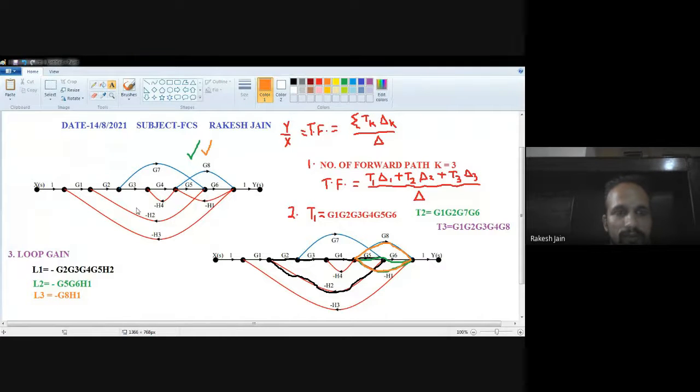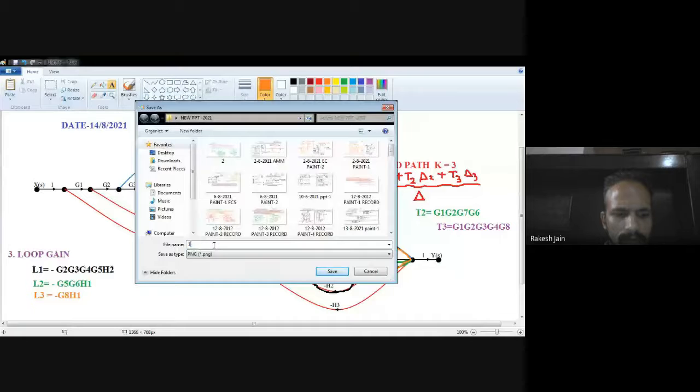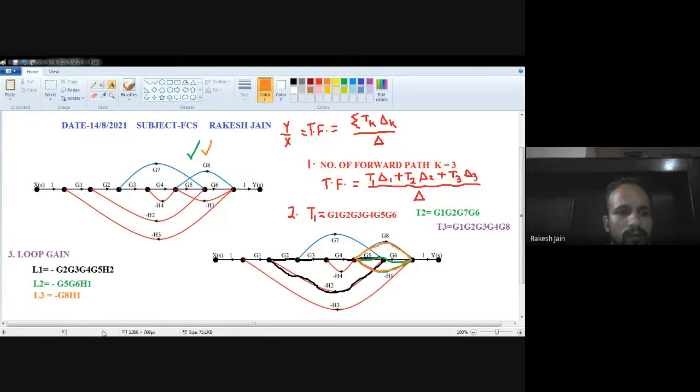Just save this file first of all. Ganesh, send me a snapshot right now on the message box in my WhatsApp. Now see the next one.